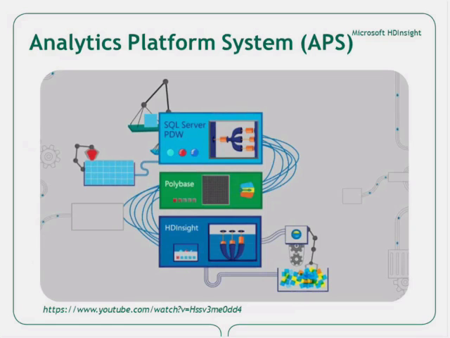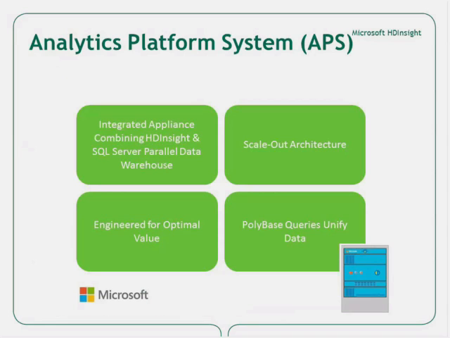What is APS? It's a single Microsoft turnkey appliance that integrates SQL Server, Parallel Data Warehouse, and Hadoop. We have more to share on this in the next slide. What are some of the benefits of the APS setup? Scaling up, you can move up to 6 petabytes of space, which gives you plenty of room for growth. And as we mentioned before, an integrated appliance that combines Hadoop with SQL Server Parallel Data Warehouse, and we'll show a demo of this in a few moments.